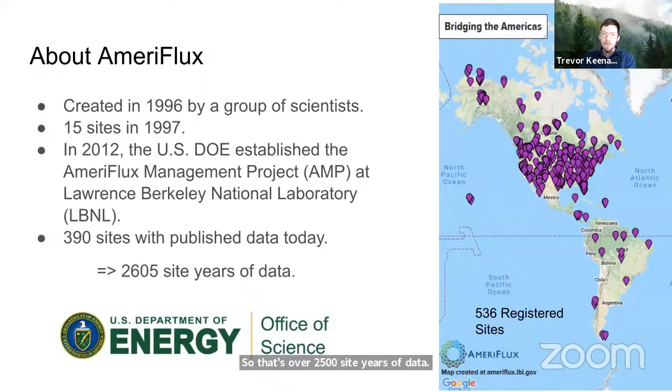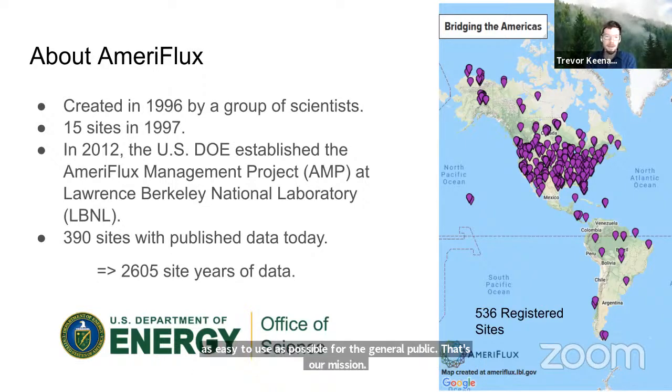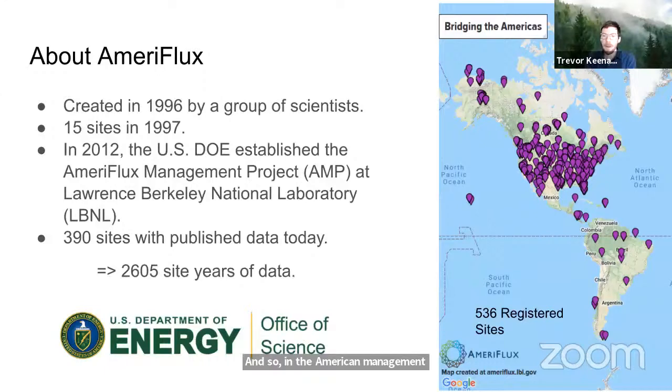In 2012, the Department of Energy established something called the AmeriFlux Management Project, AMP for short. That is the team primarily at Berkeley Lab, Lawrence Berkeley National Lab here in Berkeley, who help to organize the network and to surface the data, harmonize the data, and make it as easy to use as possible for the general public. That's our mission. In the AmeriFlux Management Project, we develop the web interface you're familiar with, and also have a bunch of different roles through which we support the AmeriFlux network. And I encourage you to go and visit the AmeriFlux website to see all of the different fun things that we do.